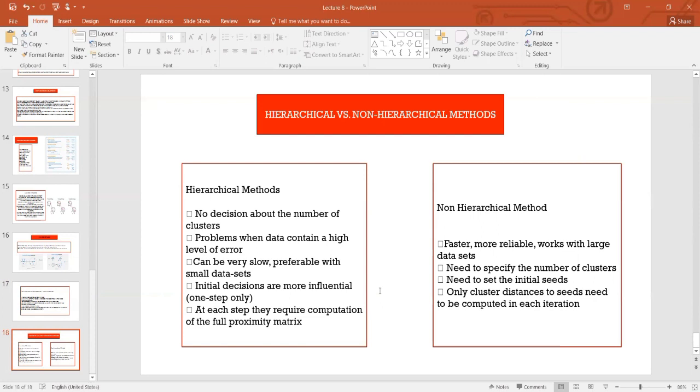Hierarchical methods: no decision about the number of clusters is needed. Problems when data contain a high level of error. Can be very slow, preferable with small data sets. Initial decisions are more influential, one step only. At each step, they require computation of the full proximity matrix. Non-hierarchical method: faster, more reliable, works with large data sets, need to specify the number of clusters, need to set the initial seeds, only cluster distances to seeds need to be computed in each iteration.